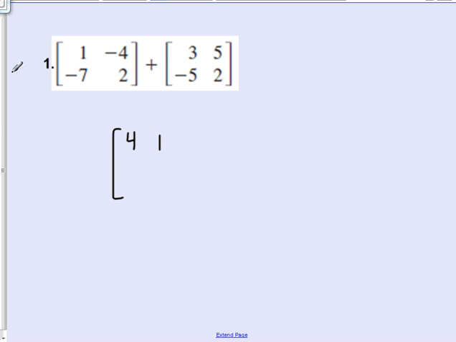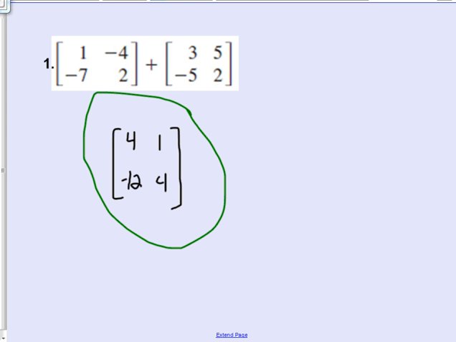All right, then we're going to go to the bottom row. We have negative 7 plus negative 5. In this case, it's going to be negative 12 because we're getting more negative. And last but not least, the bottom corner, we have 2 plus 2, sorry, excuse me. 2 plus 2 equals 4. So our answer would look just like this. Okay?